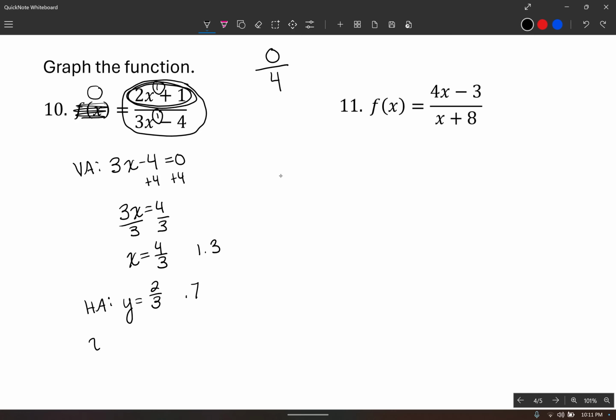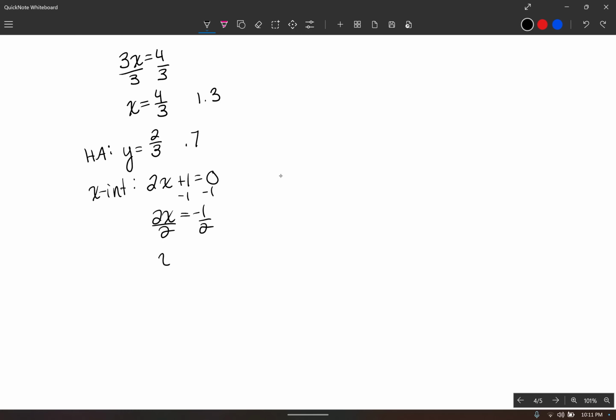So to get your x-intercepts, in this case, you just have one factor, so you're going to have one x-intercept. You take that top, and you're going to set it equal to 0. So I subtract 1. Divide by 2. So I have an x-intercept at -1/2.